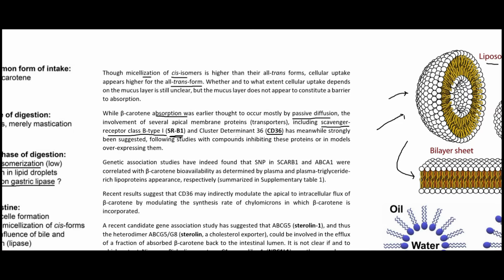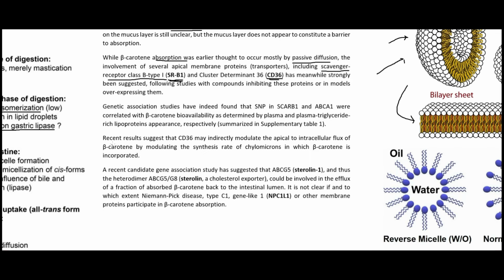But anyway, these two receptors here are thought to be involved in taking in the fat soluble vitamins. Recent studies also suggest that the CD36 may be indirectly modulating the apical to intracellular influx of beta carotene by modulating the synthesis rate of chylomicrons. And chylomicrons are something I'll be talking about a bit more when I talk about lipid absorption, but they're essentially these extremely low density lipoproteins in the blood.